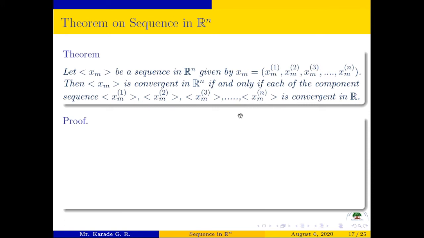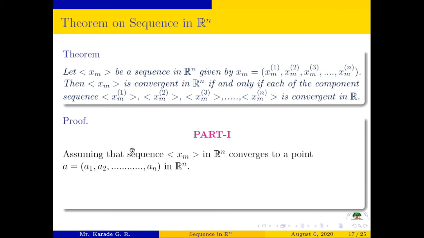So see here, while proving this theorem, we have to prove it in two parts, as this theorem is of the if and only if type. In the first part, we assume that the sequence xm in Rn converges to a point A. We assume that xm is a convergent sequence, and then we show that each component sequence of that sequence xm is convergent.